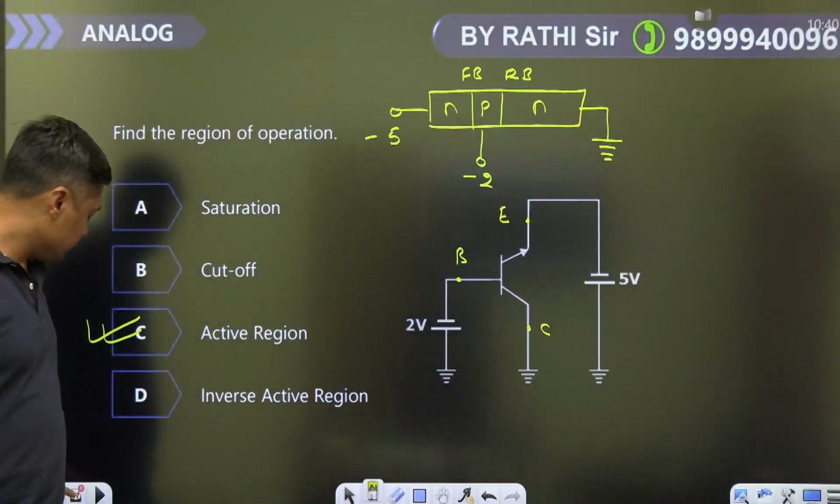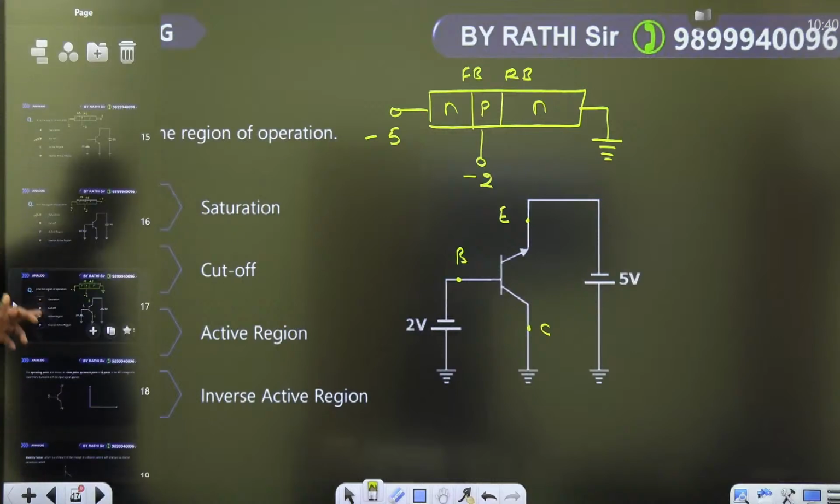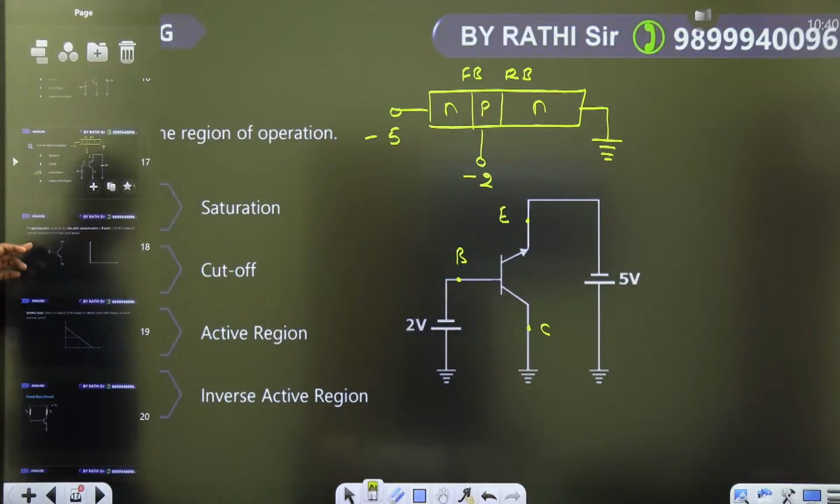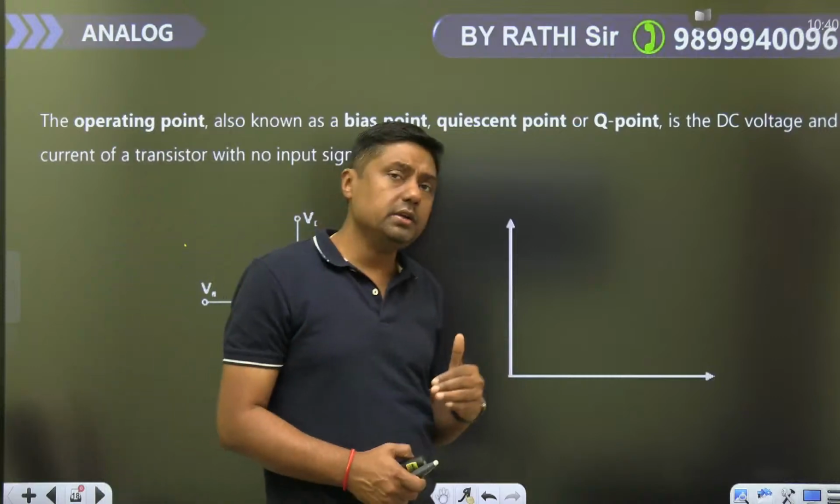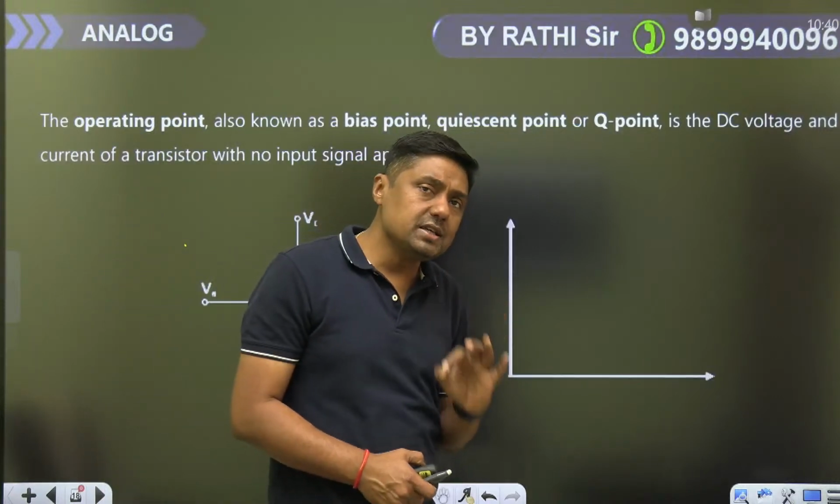अब आते हैं जरा, जब हम लोग बात करते हैं कि ऑपरेटिंग पॉइंट को हमको सेट करना है, तो what is the meaning of the operating point? ऑपरेटिंग पॉइंट होता है आईसी एंड व्हाट?